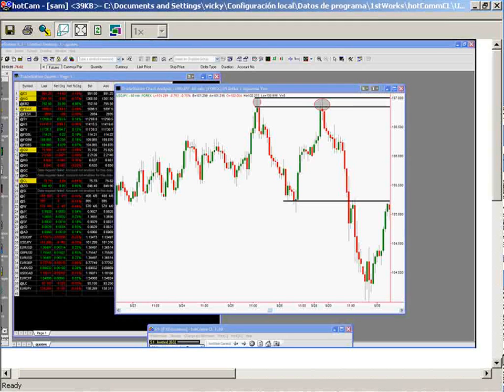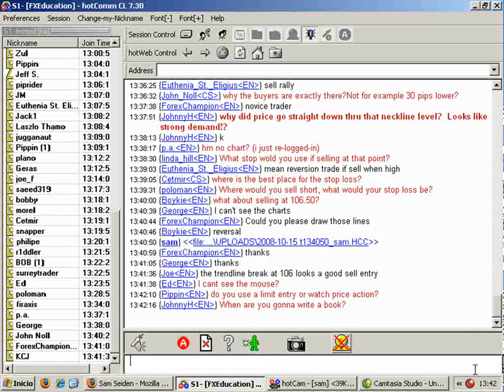Let's pull up another chart here. All right, let's start with a clean chart. Let's walk through this one together.